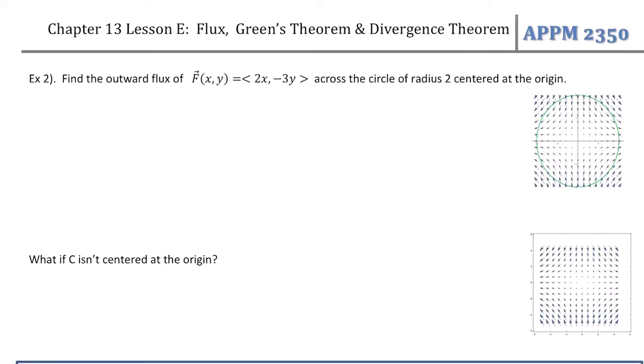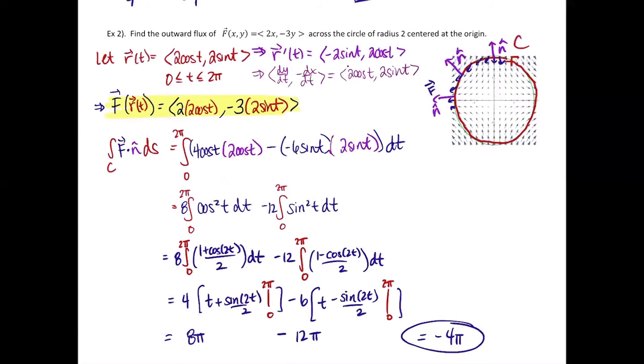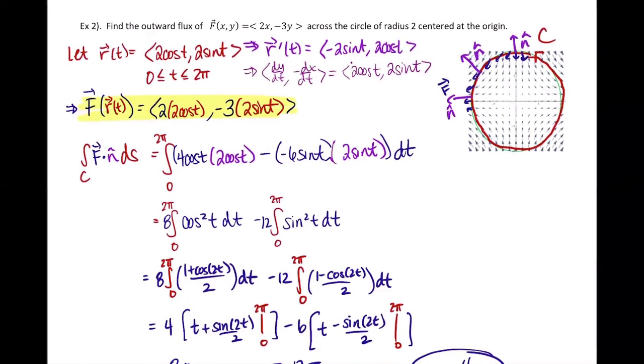So let's try a couple of examples. Let's revisit this flux example that we did last lesson. If you recall, last lesson we had the circle of radius 2 centered at the origin, and then we had this vector field that's plotted here as shown, and we found the net outward flux. The way we did it last lesson, let me just pull it up so you can see, was by actually doing the line integral.